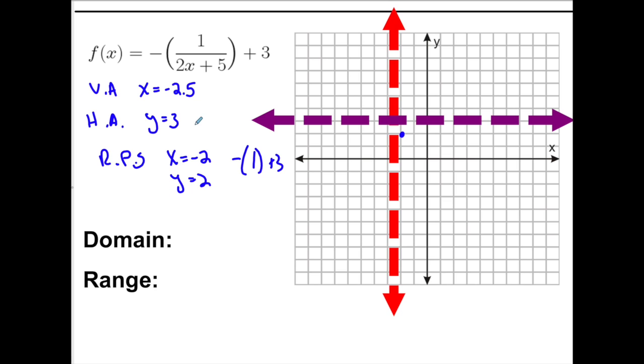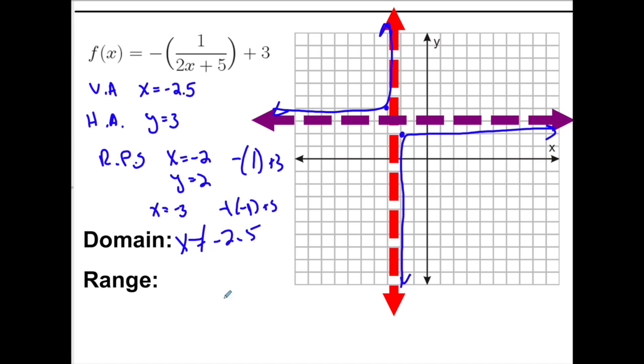Okay. Now, what if the bottom is equal to negative 1? Then if x is equal to negative 3, times 2 is negative 6, plus 5 is negative 1. So I have negative 1 times negative 1, which is 1, plus 3, which is 4. So I've got negative 3, 4. Okay, I'll try to get as close to it as I can. So you can see we got a little bit of a reflection there. Okay, and then for our domain, x is not equal to negative 2.5, and y is not equal to 3.